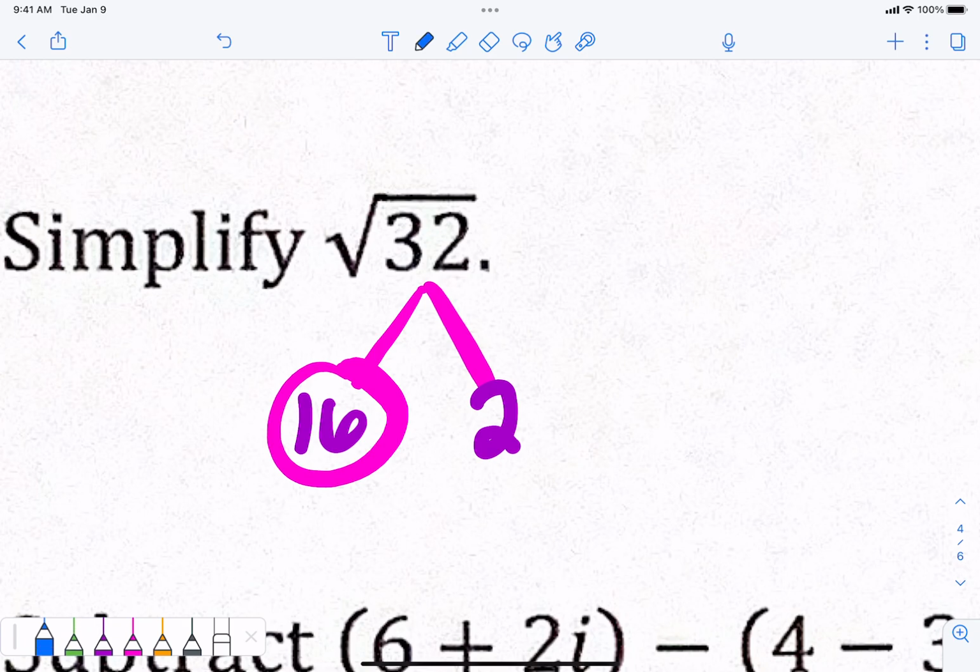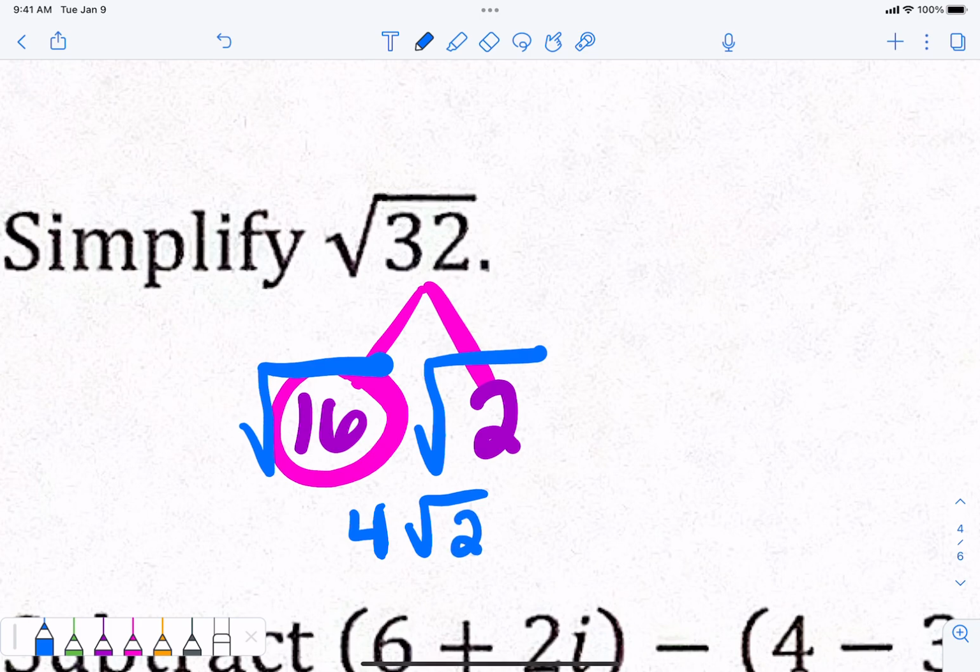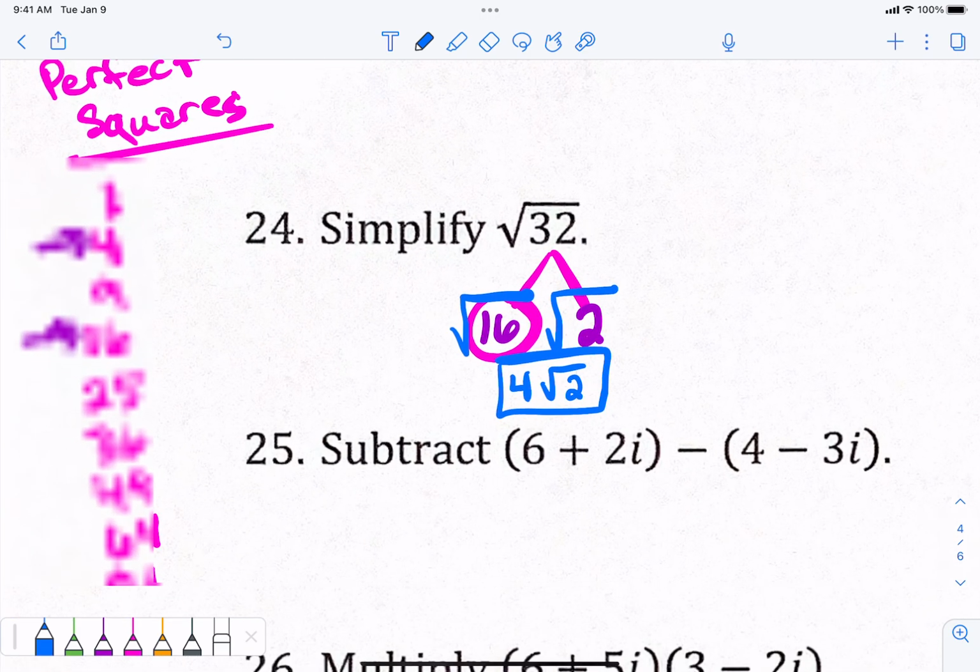I take the square root of 16 and the square root of 2. What's the square root of 16? 4, and the square root of 2 doesn't break down, so it just stays as the square root of 2, okay? It stays on the inside. You remember how to do that? Refreshing your brain? Yep, I'll go to the list. Okay, so that's 4 square root of 2, that's simplified.